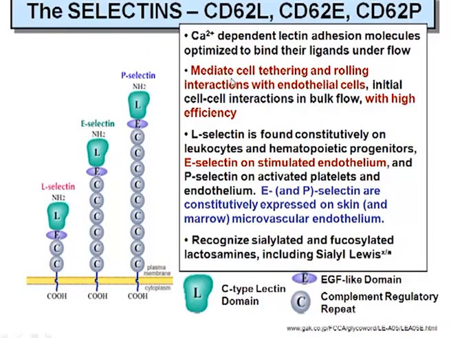So these molecules and their ligands are the best homing receptors. L-selectin, as I said, is found constitutively on leukocytes and hematopoietic progenitors. E-selectin is on stimulated endothelium, that's why it's called E, because it's only found on endothelial cells. And P-selectin is on platelets and also endothelium. The P-selectin on platelets is inducible, but in the mouse, not in the human, P-selectin is also constitutively expressed in the marrow microvascular endothelial cells.